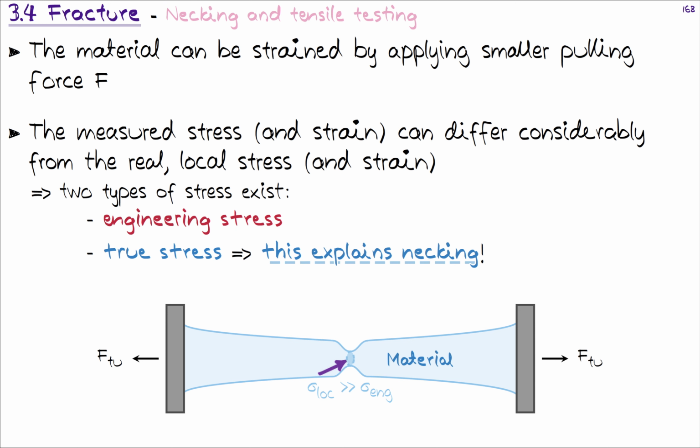And recall sigma equals F divided by A. When A, the cross-section, becomes very small, then the true stress actually increases dramatically. And this is what explains the necking behavior in the stress strain curve. So we don't need to physically impose that much stress anymore on the system, because the cross-sectional area in a local location has been decreased dramatically. And this is what happens in the process of necking.